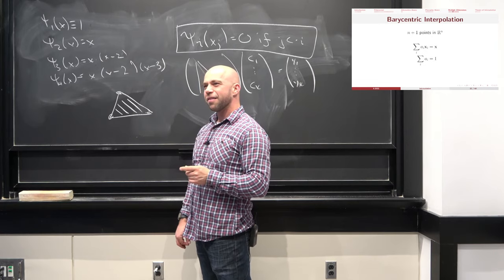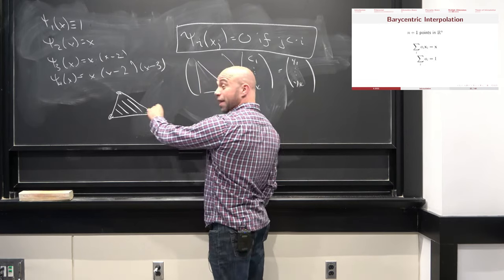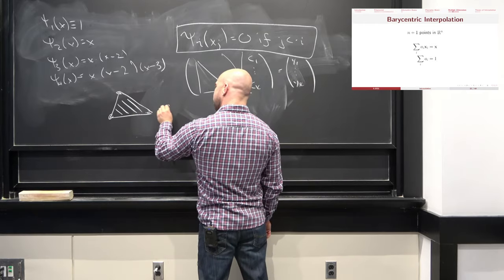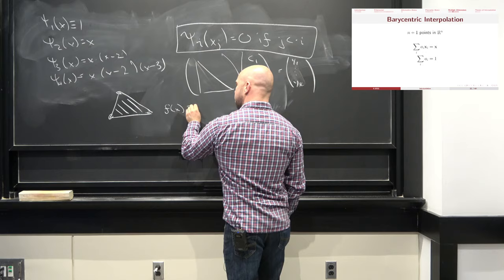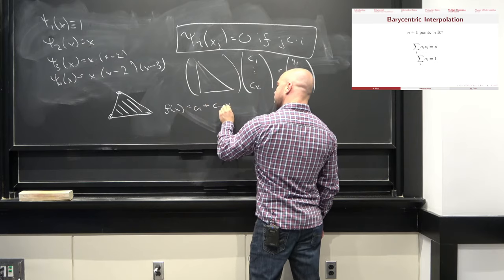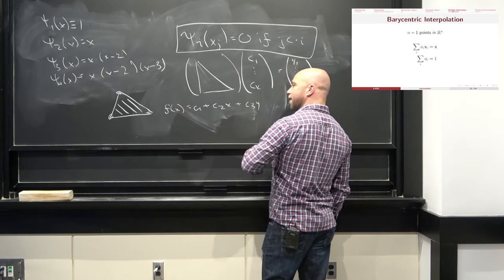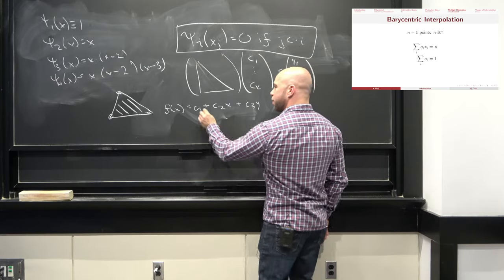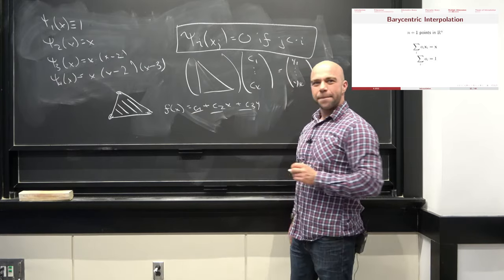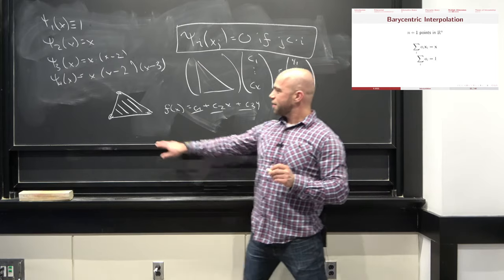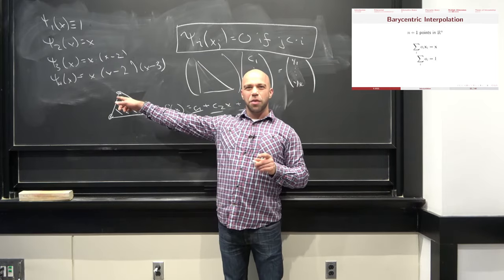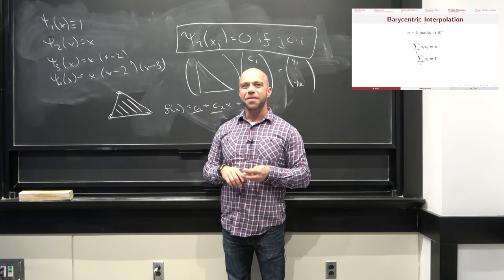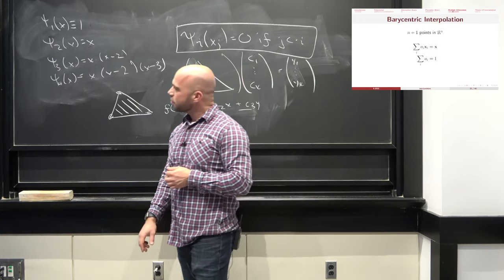Does that make sense? So let's say that I'm on the plane specifically, right? So I have a function that maybe looks like f of x equals c1 plus c2x plus c3y, right? That would be a linear or affine function here. So notice that I have 3 degrees of freedom, and I have 3 points on my triangle, so I can actually solve this linear system of equations, which is good. And what I get is the barycentric interpolant.